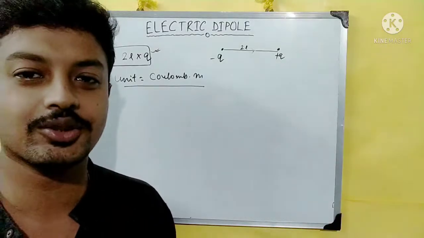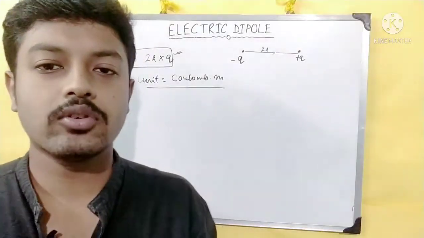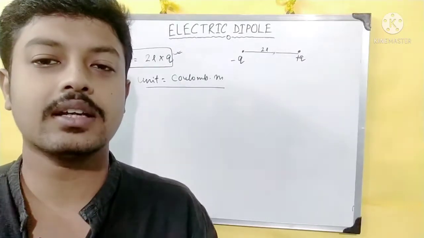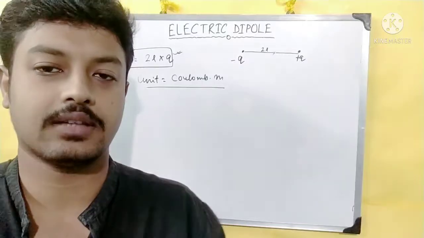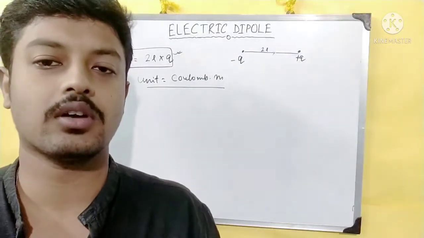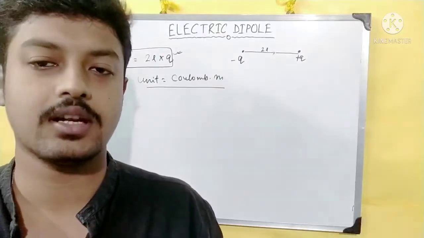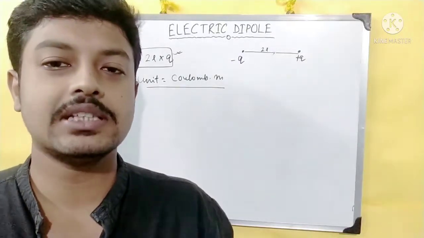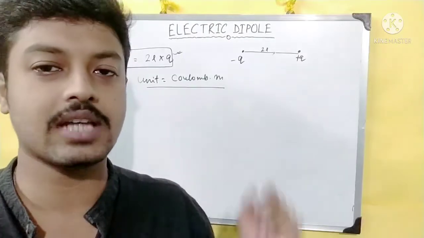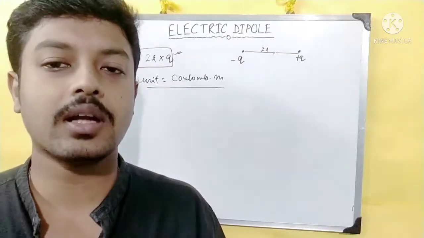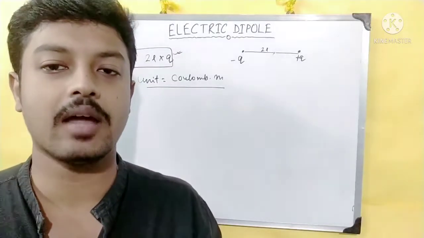Okay, understood? Now we have to consider two different cases of how the electric field of a dipole is calculated. One is for a point P which is situated on the axis of this dipole, and another one is for a point P which is situated on the perpendicular bisector of the dipole.